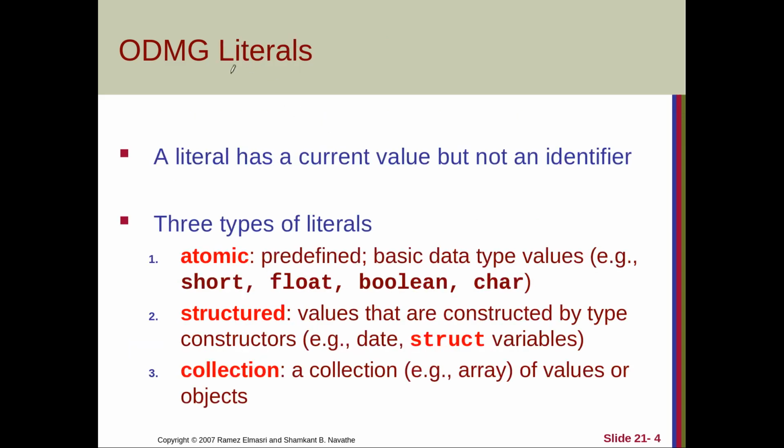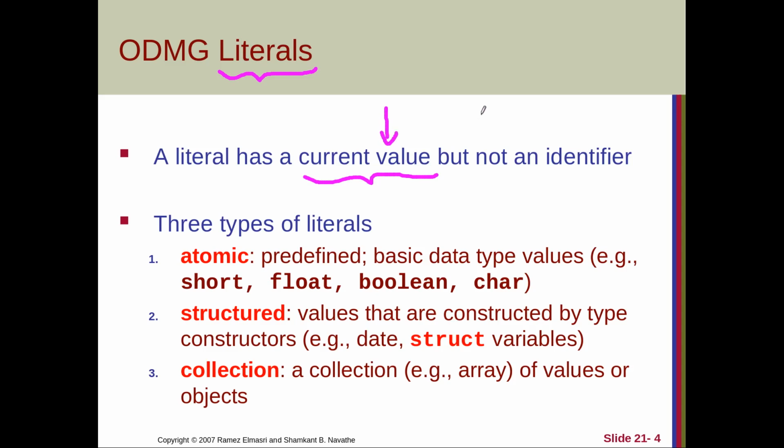Now the second portion is ODMG literals. So we have seen the characteristics of objects, and now we are discussing ODMG literals. So what is actually a literal? A literal has the current value for each structure portion. What is the current value associated with that particular object? That can be considered a literal.